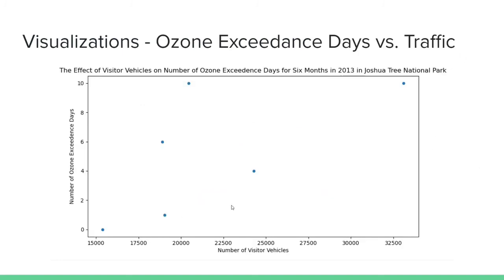For this visual, we chose to use Joshua Tree National Park as it had the most ozone exceedance days in 2013, meaning that we could more easily spot a possible trend. And as you can see, there is a slight correlation. As visitor numbers go up, the number of ozone exceedance days went up as well.